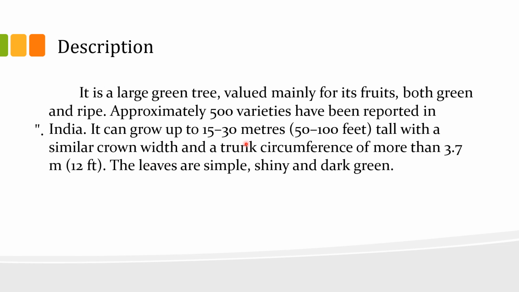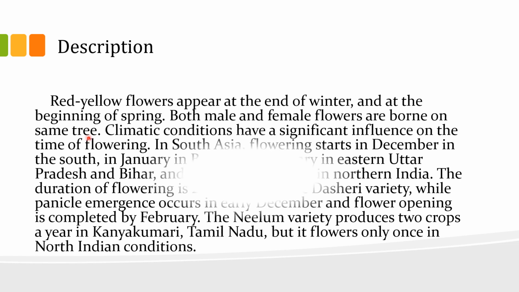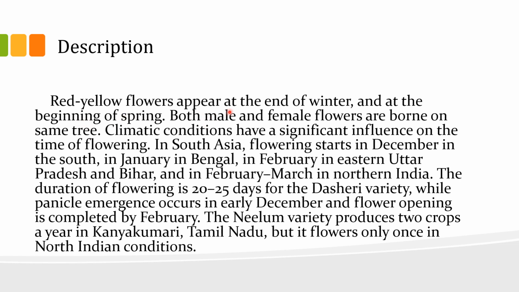It can grow up to 15 to 30 meters or about 50 to 100 feet tall, with a similar crown, with a trunk circumference of more than 3.7 meters or 12 feet. The leaves are simple, shiny, and dark green. Red-yellow flowers appear at the end of the winter and at the beginning of spring. Both male and female flowers are borne on the same tree. Climatic conditions have a significant influence on the time of flowering.